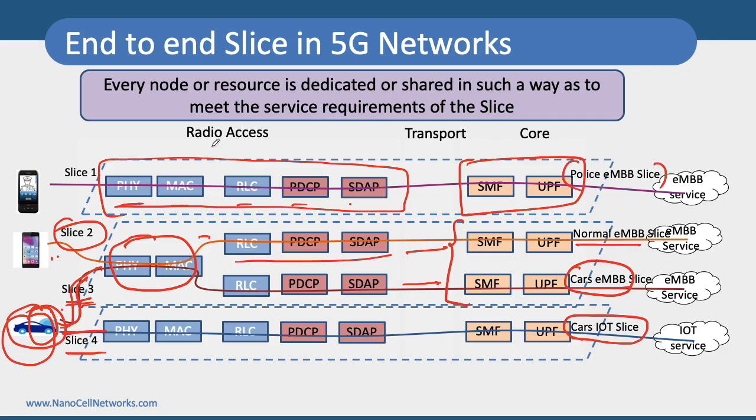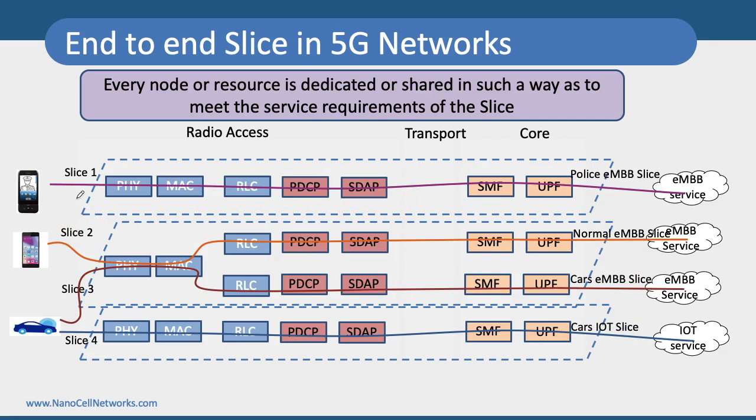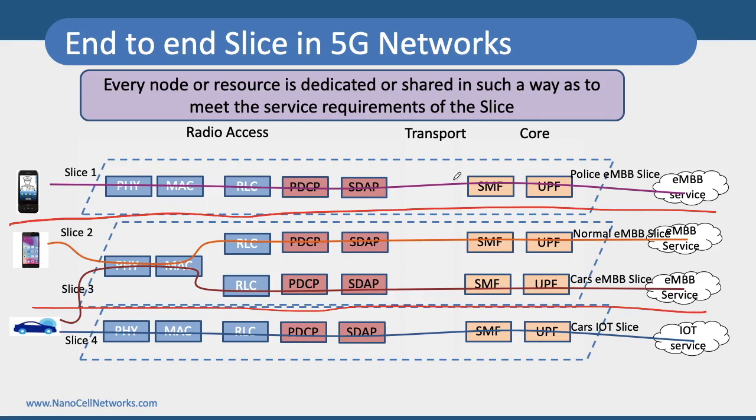So if we see here, we have three different networks defined. We have one logical network here, and another logical network here. This logical network is the policy eMBB, this is car IoT, and this is the normal eMBB or car eMBB kind of slice. So what we did here is we divided the same physical infrastructure into multiple logical networks, and that is where slicing plays a major role.